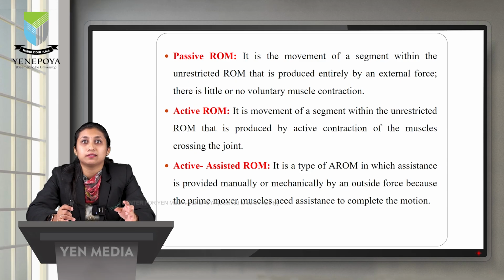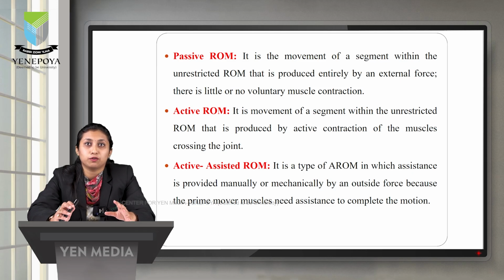Passive range of motion is the movement of a segment within the unrestricted range of motion that is produced entirely by an external force, and there is no or little voluntary muscle contraction. Active range of motion exercise is the movement of a segment within the unrestricted range of motion that is completely produced by the active contraction of the muscles crossing that joint. Active assistive is a type of range of motion where assistance is provided manually or mechanically, by an outside force, because the prime mover of that joint needs assistance to complete that particular motion.